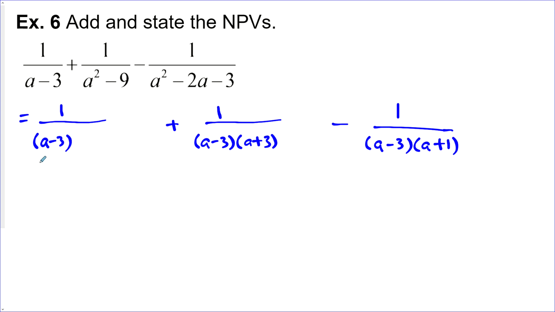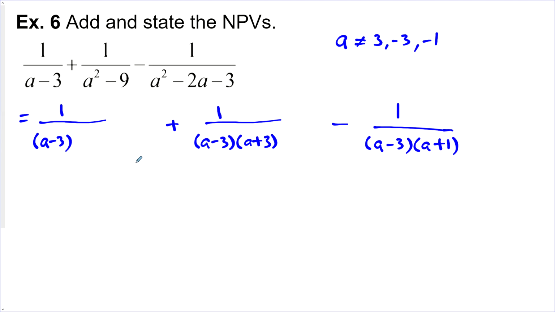Now we can see all of our factors here. So we could do our non-permissible values. A cannot equal 3. We already got that one, we don't need to write it again. Negative 3. 3 again, we already got it. And negative 1. Okay, so there's our non-permissible values before we forget. Now we can go on.